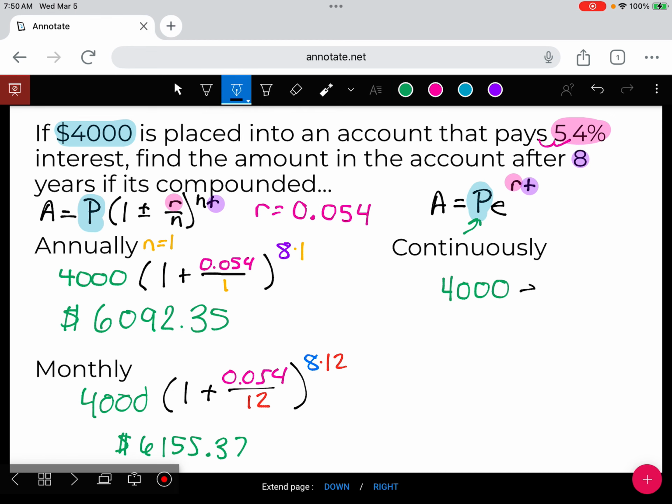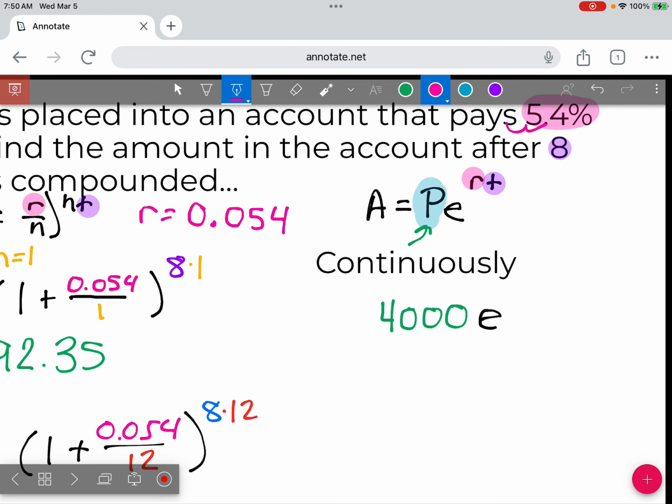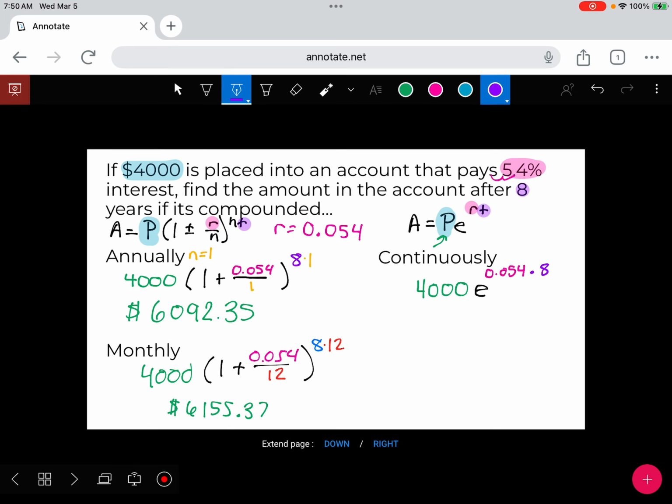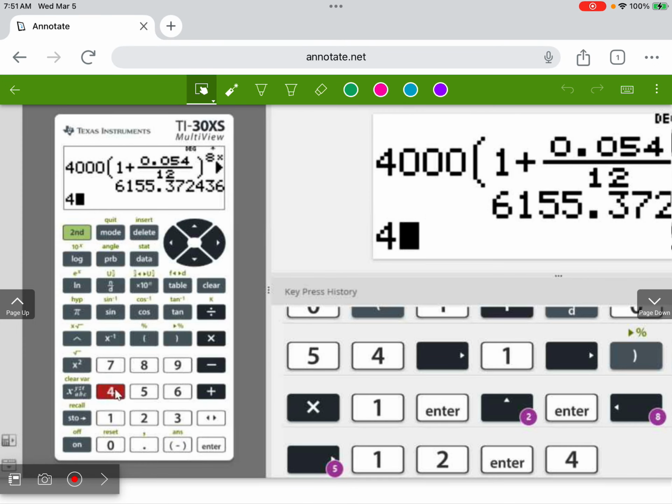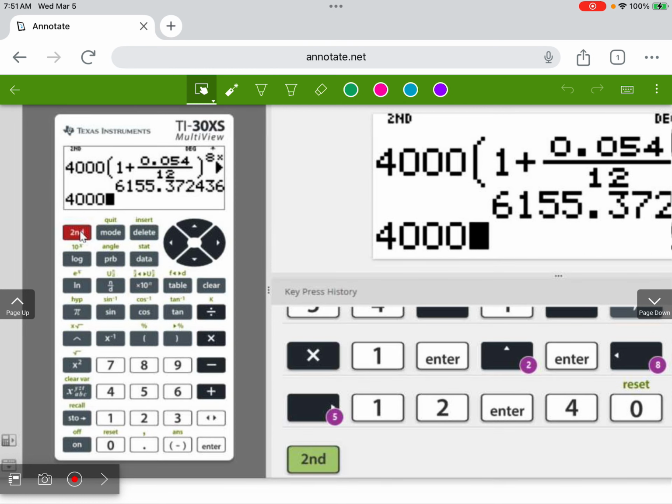Then we use our E button from the calculator. Our rate goes up in the exponent, our 0.054 times 8. And we're going to type that in the calculator, and I'm going to do it with you. So we're going to put in our 4,000. To get to our E, that's when we hit the green button on the top left, and then 2 buttons below it that has a little LN.